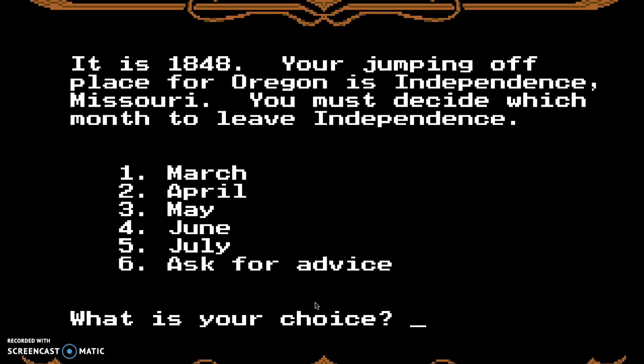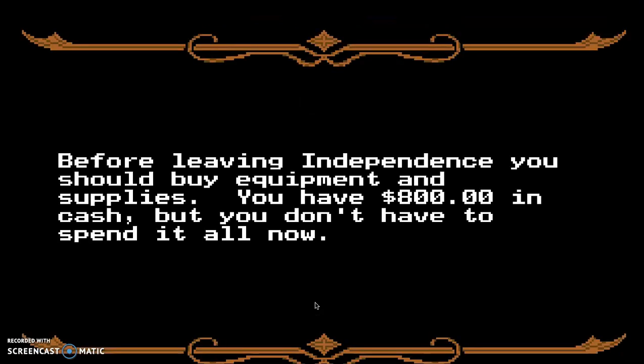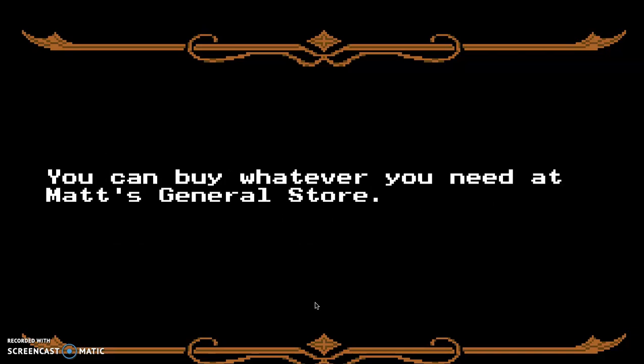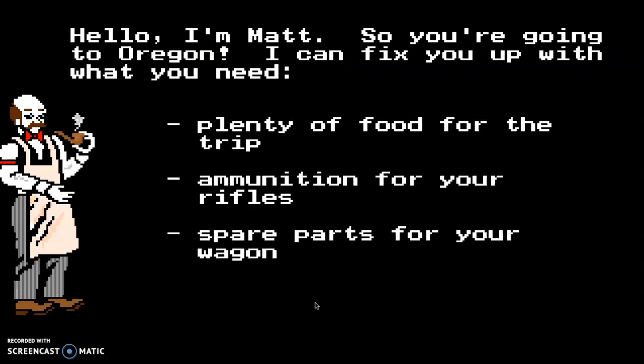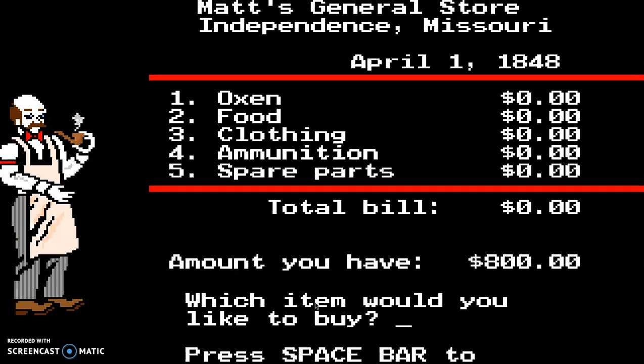Yes. Now, you get to choose when you leave. If you leave too early, you get cold. If you leave too late, it's too hot and you might have delays. I'm going to choose April. You should buy supplies. Have $800, whatever you need. He's getting us what we need, plenty of food, ammunition, spare parts, press spacebar.